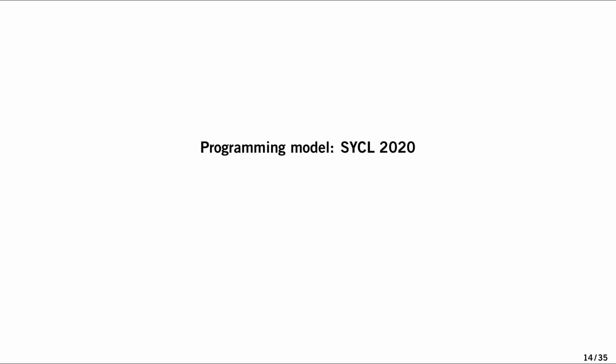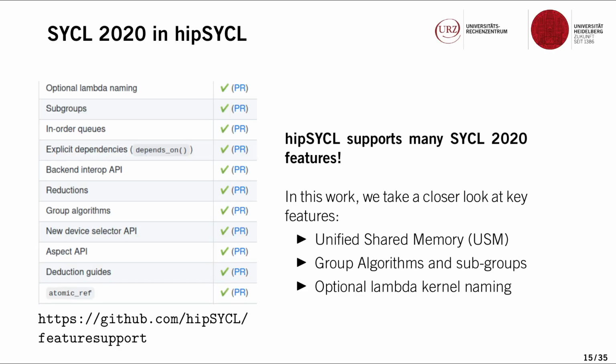Now let's look at the programming model. hipSYCL supports many SYCL 2020 features. We cannot really cover all of those in this paper, so we can only take a look at a selection. So we'll be looking at 3 features: unified shared memory, USM, group algorithms and subgroups, and also optional lambda kernel naming.